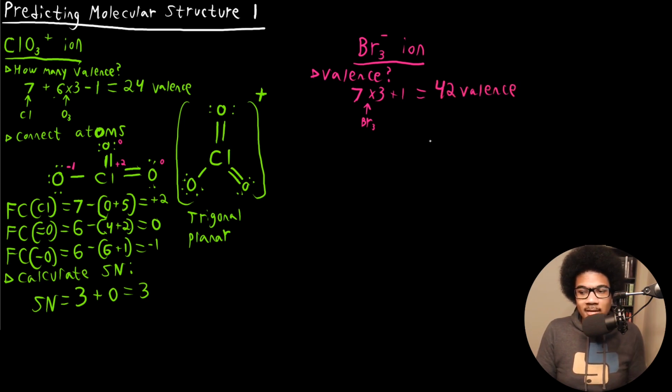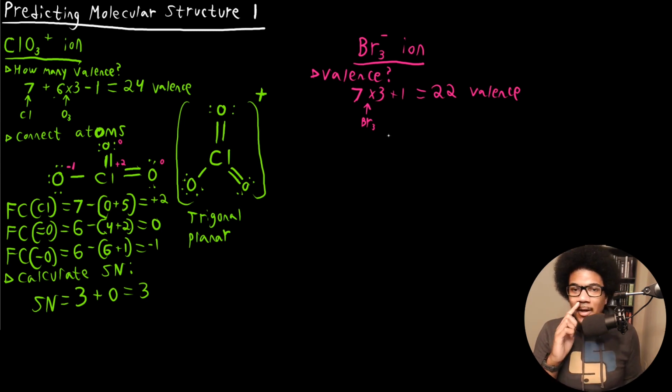Sorry, my math there. 22 valence, right, because 7 times 3 is 21, plus 1 is 22. That's how you math. Okay, so 22 valence electrons there for Br3 minus. So now we want to just connect everybody.